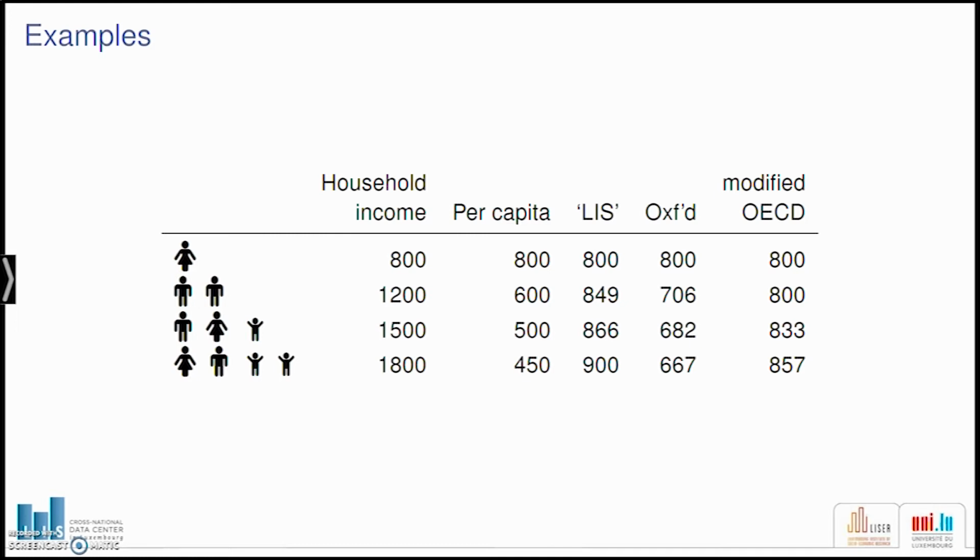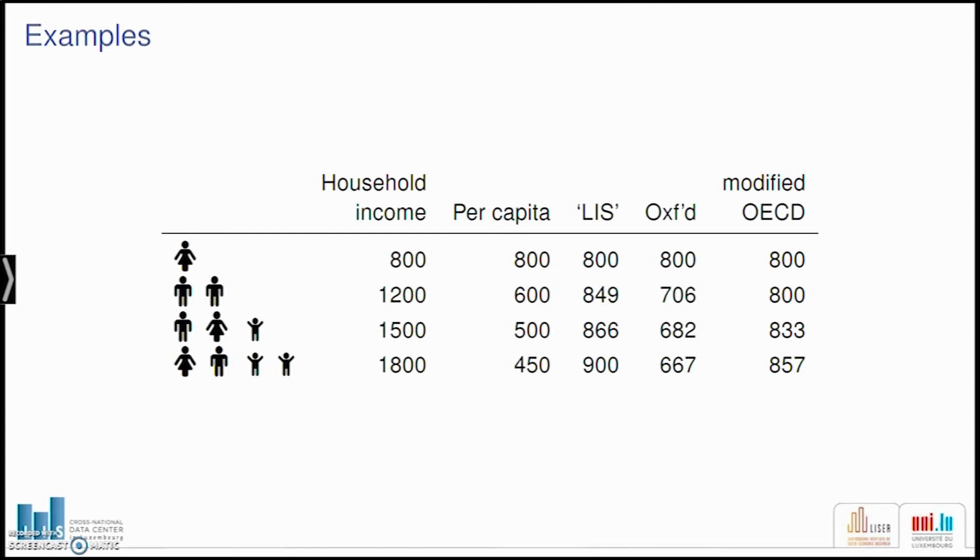So let's look at this example, just to fix ideas. And so we have now 4 different family types. A person living alone on 800 euros, 2 people living together on 1200 euros, 2 adults and a child living on 1500 euros, and 2 adults and 2 children living on 1800 euros. Okay, so who's better off, who's worse off according to the different equivalence scales?